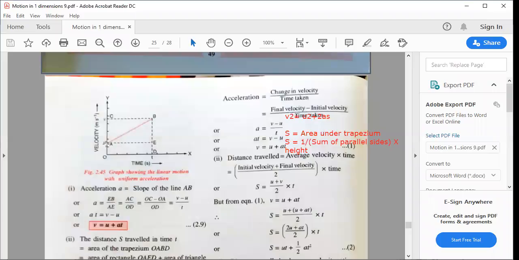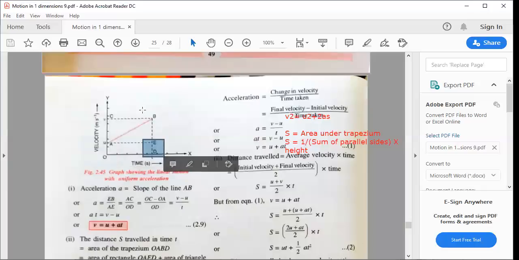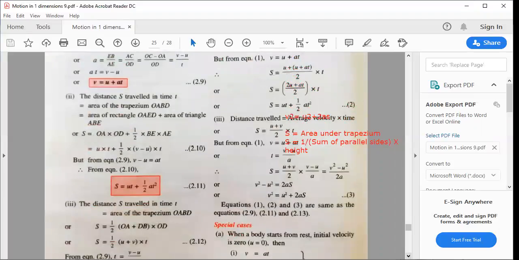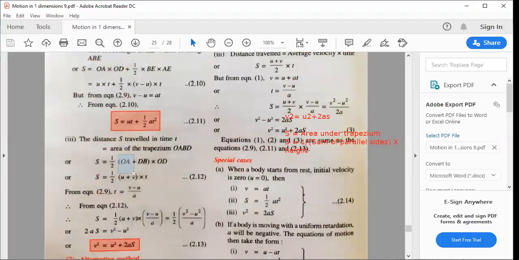Which are the parallel sides we are talking about? OA and BD. So it is OA and BD. And what is the height? Height is AE. So let's just go back. OA is U. And what is BD? It is V. So the sum of parallel sides is OA plus BD. So in place of OA you will be writing U and BD will be written as V.